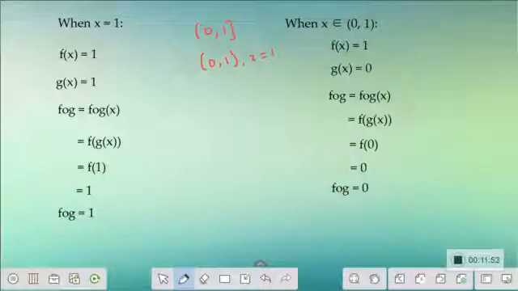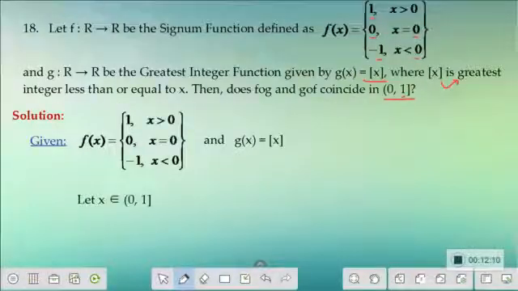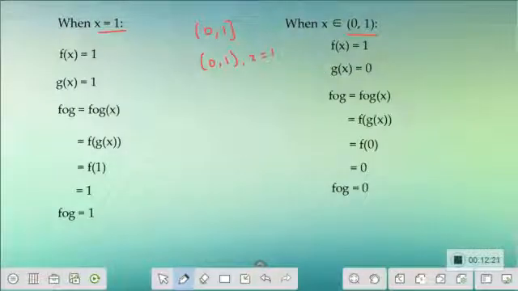So here is the first case, when x equal to 1. Let us list out the values of all the functions when x is equal to 1. Similarly, we will do it when x takes the value from the open interval (0, 1). Now let's discuss when x is equal to 1. As per the definition of f of x, when your x is equal to 1, it means your x is greater than 0. So when your x is greater than 0, f of x takes the value 1. So here when your x is 1, hence your f of x is equal to 1.